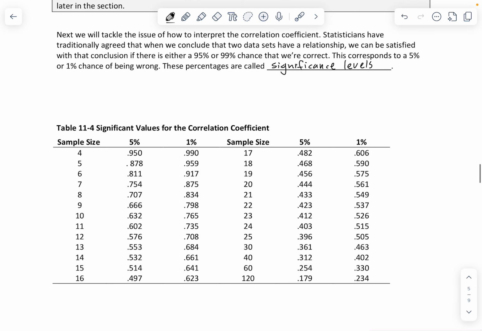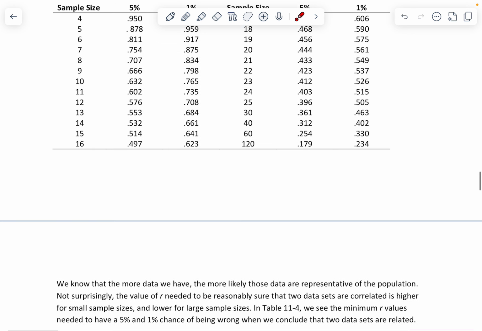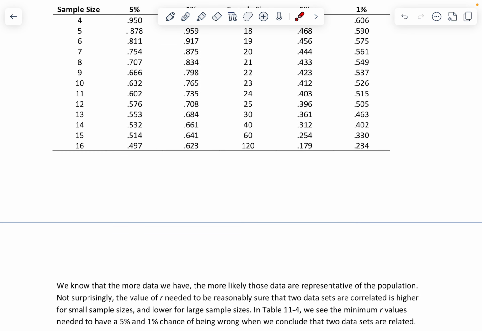Let's explore this a bit more. Here we have a table, and this table shows what are called significant values for the correlation coefficient. Right? So we have a sample size column, and then we have significant values for a 5% and a 1% level of significance. We know that the more data we have, the more likely those data are representative of the population. Not surprisingly, the value of r needed to be reasonably sure that two data sets are correlated is higher for small sample sizes and lower for large sample sizes.